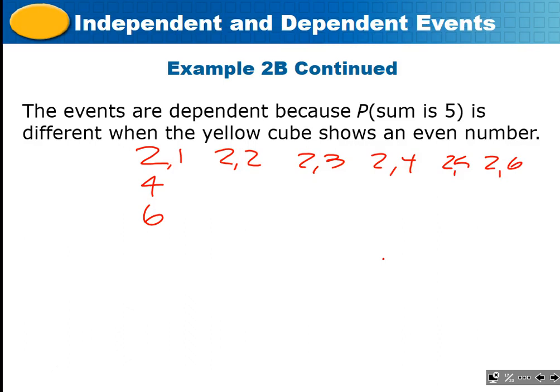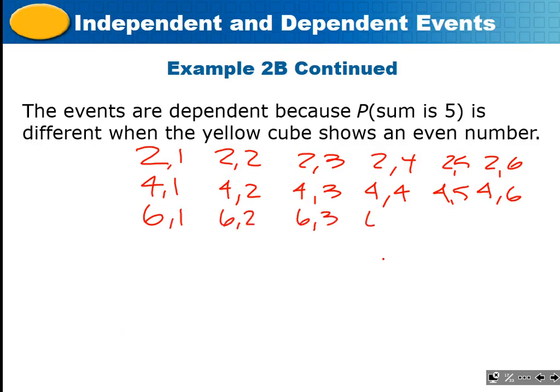And so on down here. So this would be 4,1, 4,2, 4,3, 4,4, 4,5, and 4,6. Down here, 6,1, 6,2, 6,3, 6,4, 6,5, and 6,6. So again, our total potential outcomes were 36.